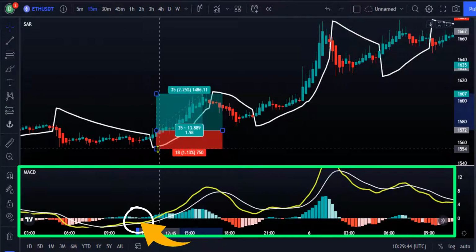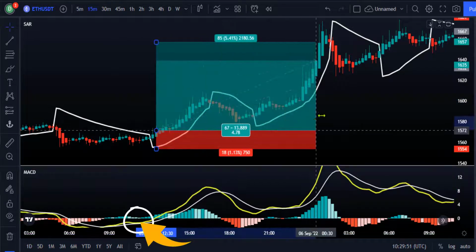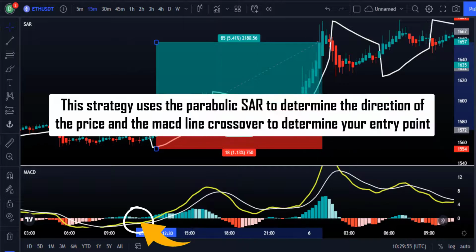You will set your stop loss below the parabolic SAR and set your profit target according to your risk to reward ratio. So this strategy uses the parabolic SAR to determine the direction of the price and the MACD line crossover to determine your entry point.